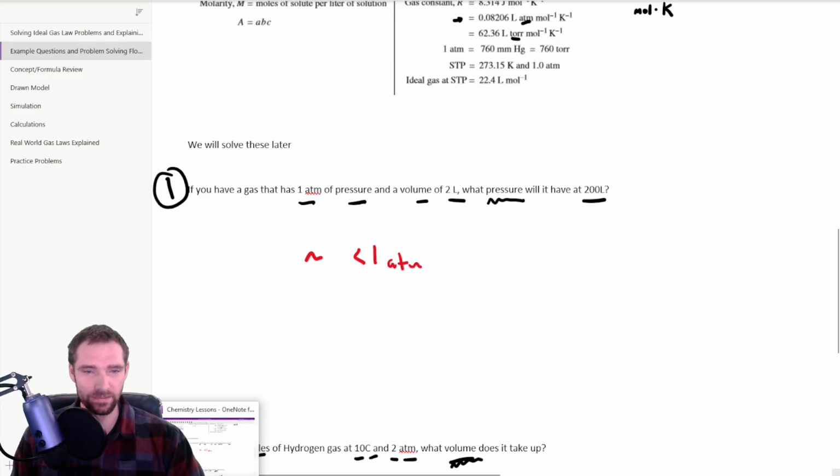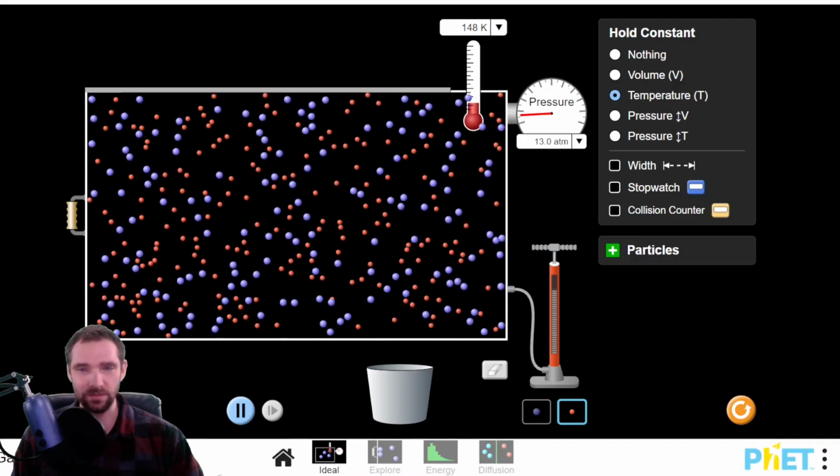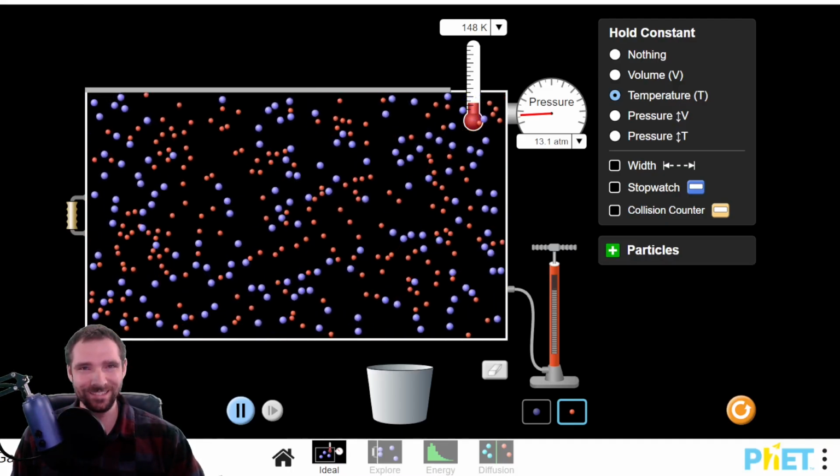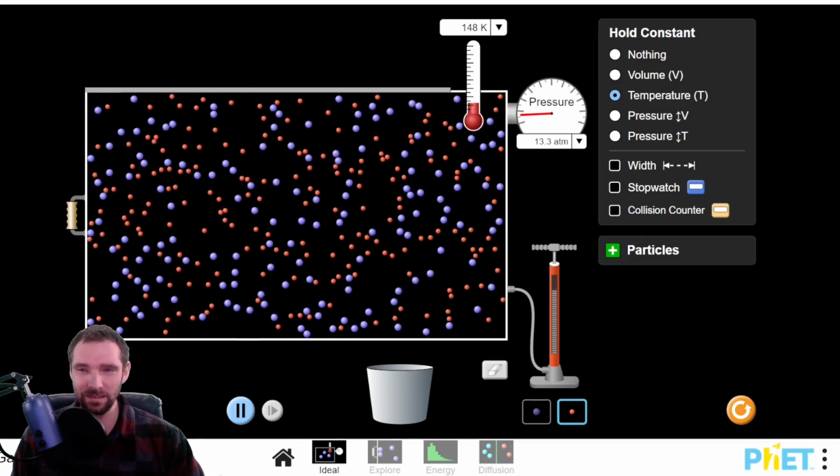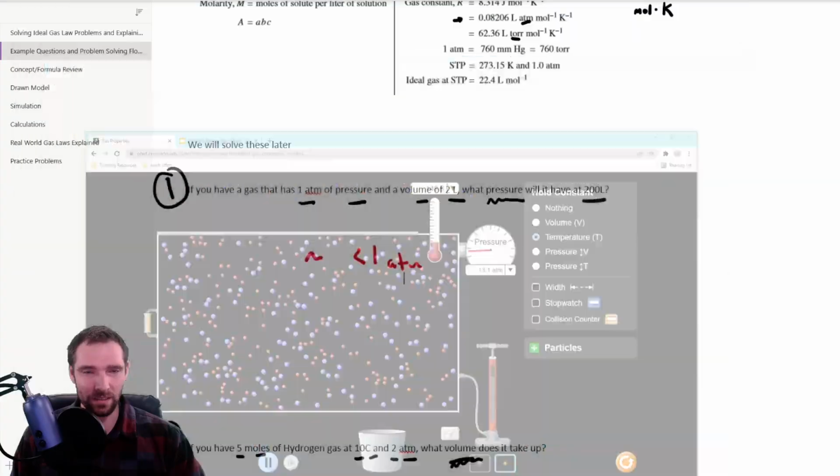So you should know, without doing any work, that the answer should be less than 1 atmosphere. Because if the volume's gone up, the pressure should have gone down. So just use a little bit of estimation there. It is going to save you a lot of pain if you're able to do basic estimation with these problems. So that's one way to think about it.